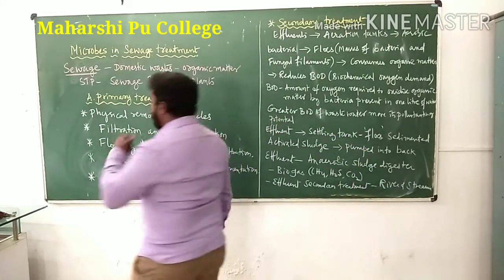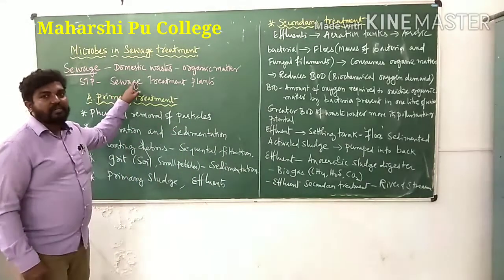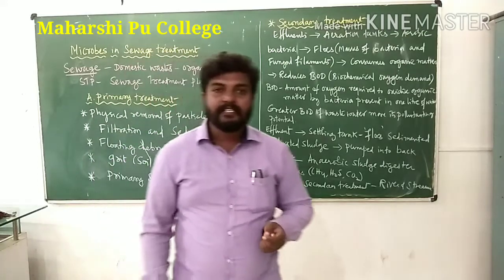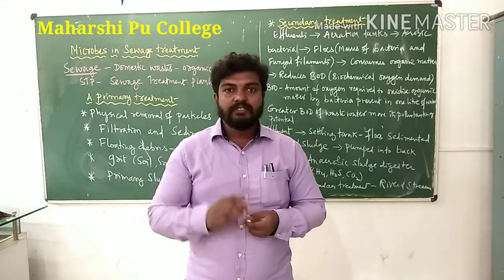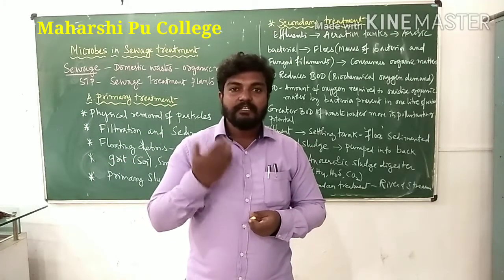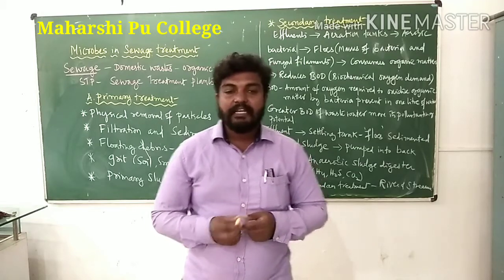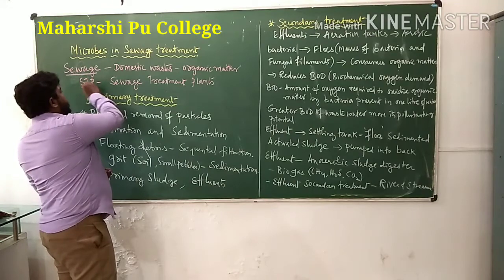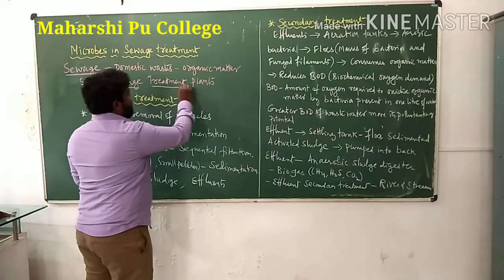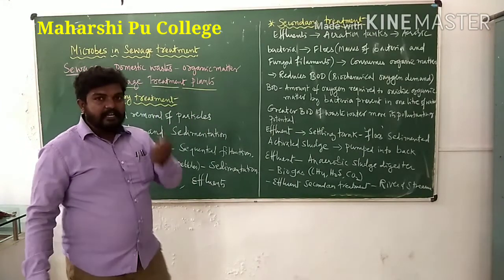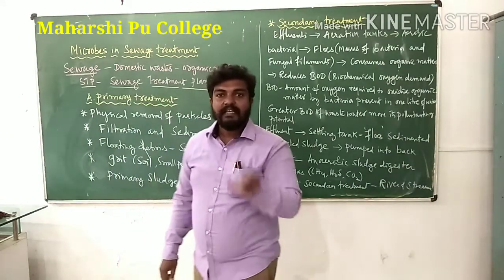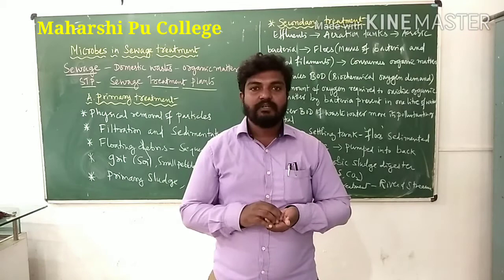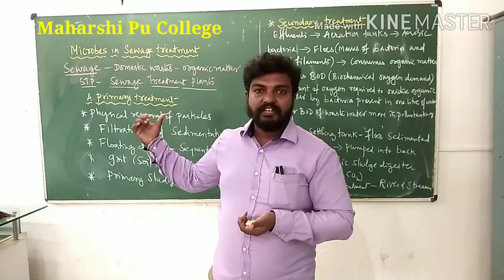Before release of this sewage into water streams, whether rivers, streams, lakes, or any other use, the sewage must be treated. It is treated in sewage treatment plants. STP stands for sewage treatment plant. Pollution gets reduced with the use of these sewage treatment plants.